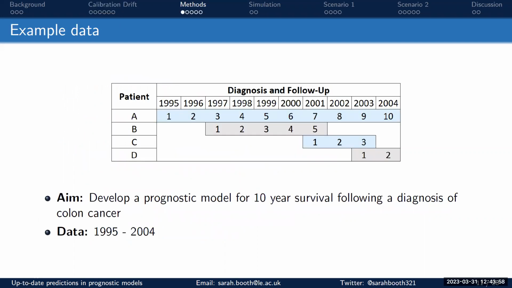So just to give a bit of an example, this is looking at colon cancer data from the SEER US registry database. And just imagine that you're interested in producing a prognostic model for 10-year survival. Here we've got patients diagnosed in 1995 who might have poorer survival, but we've got 10 years of follow-up for these people. And then more recently diagnosed patients tend to have better survival, but we've only got a short amount of follow-up time for those people.